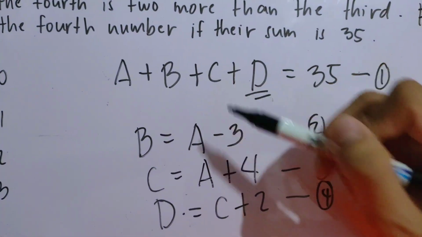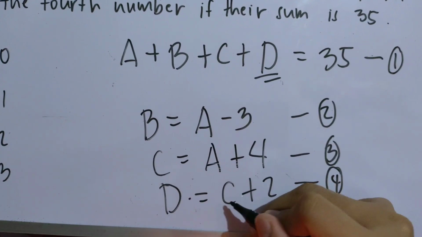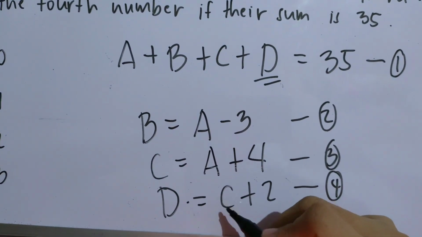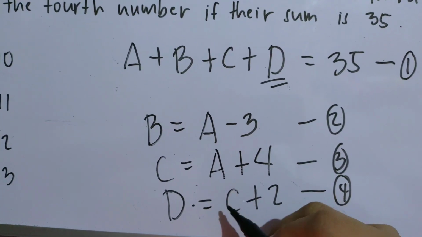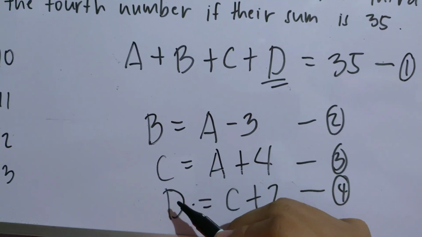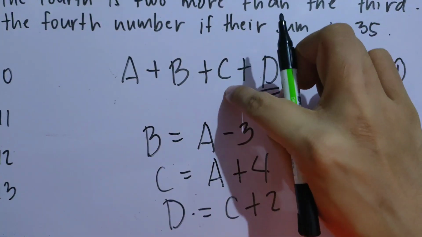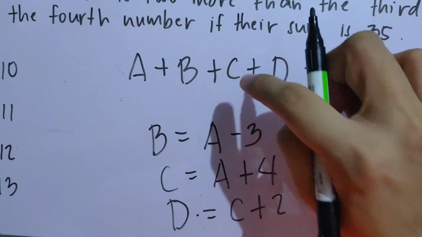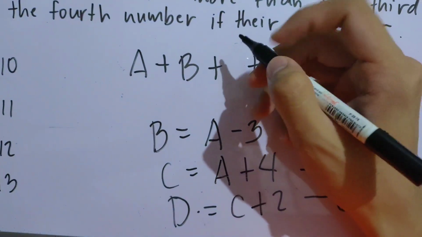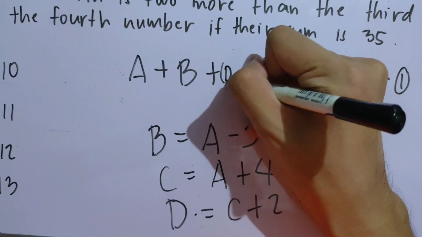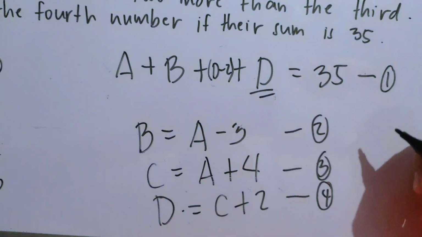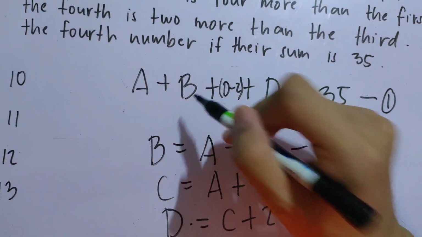So, una yung letter C, yung pinakamadali. Itong equation number 4, pwede natin gawing in terms of C. So, C is equal to D minus 2 pag ilipat mo yung 2 sa kabila. Ito, pwede mo nang palitan to ng D minus 2. So, yan, palitan na natin, D minus 2.